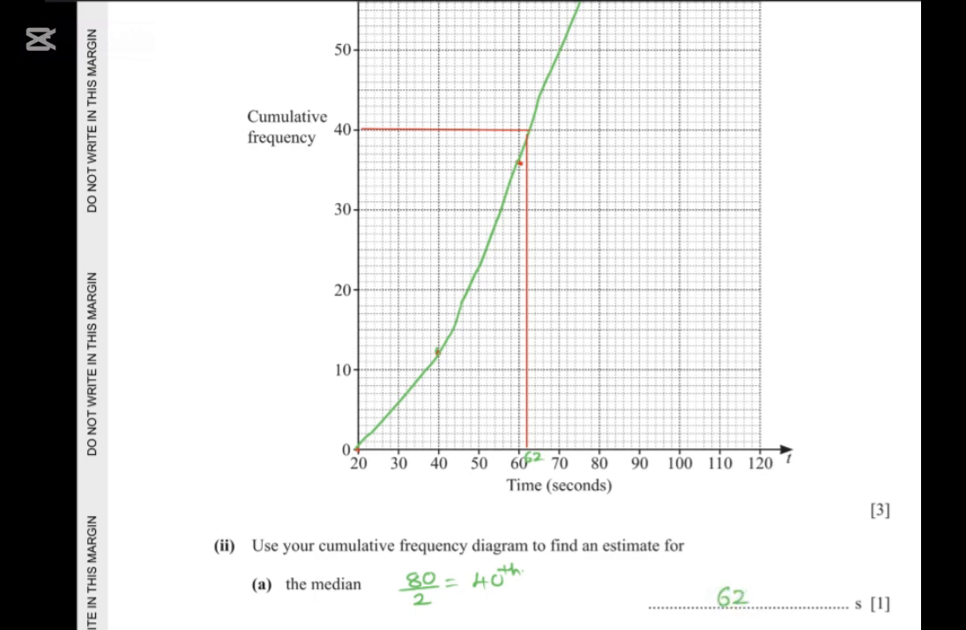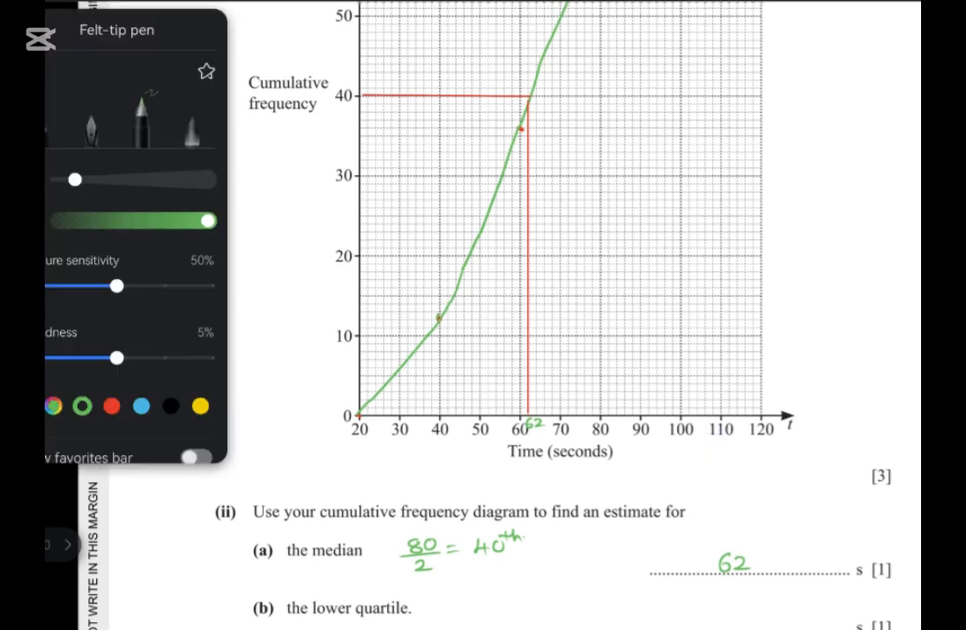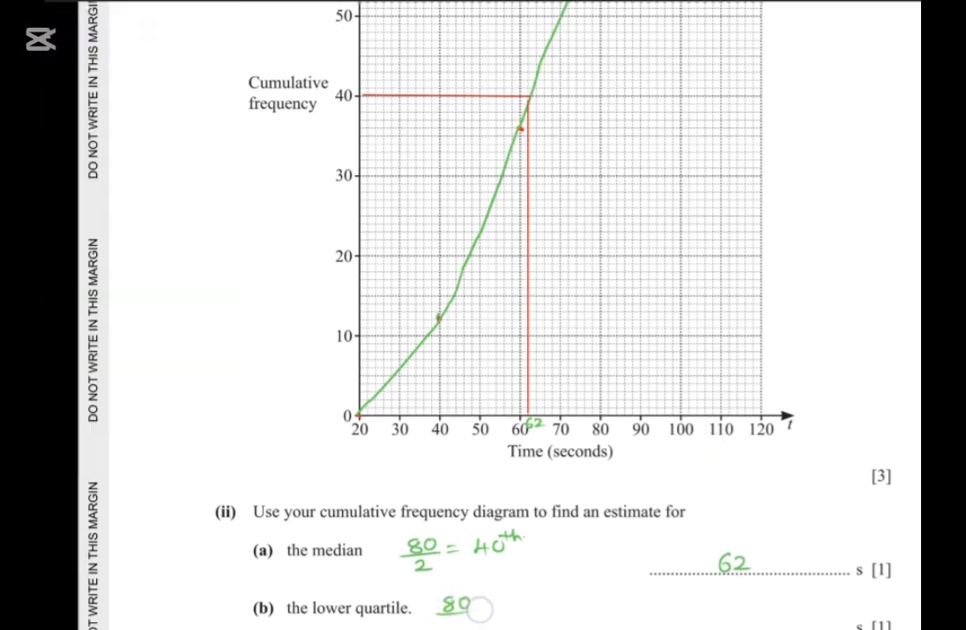And to find the lower quartile, we have to do 80 by 4. So just do 80 divided by 4, that is 20. 20th observation, check. Draw the line straight to the curve, and from the curve draw the line towards the horizontal axis. So what is the time here? 42, 44, 46, 47.